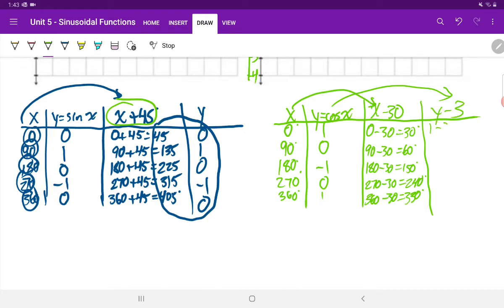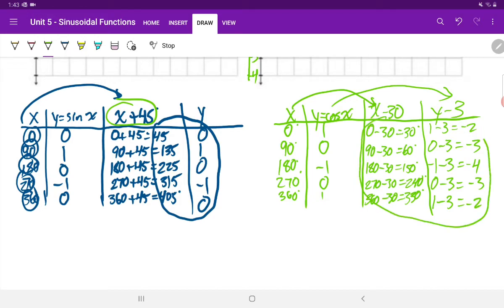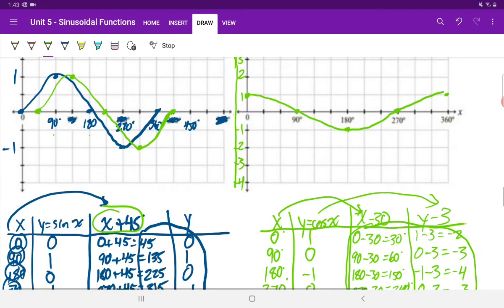So I get 1 minus 3 is -2. 0 minus 3 is -3. -1 minus 3 is -4. And then back to 0 minus 3 is -3. And 1 minus 3 back to -2. So now I'm plotting this new curve here where we moved the x's to the left 30 and we moved the y's down 3. So here we go.